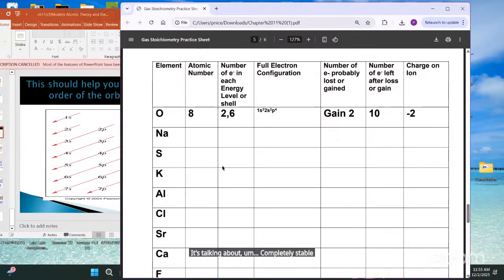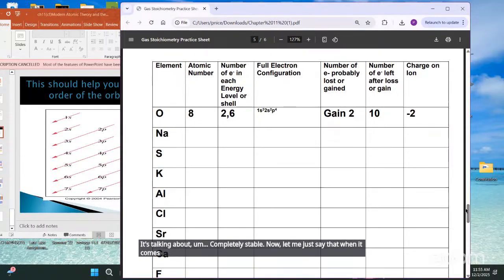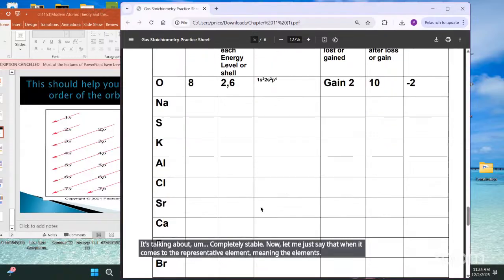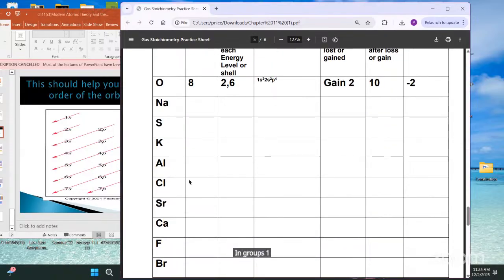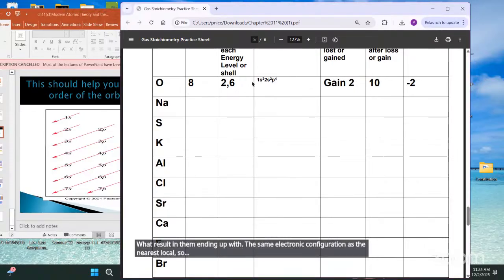Now, let me just say that when it comes to the representative elements, meaning the elements in groups 1A through 8A, what you'll find, with the exception of the noble gases, which is group 8A, is that these atoms will tend to lose or gain electrons to form ions, and the number of electrons lost or gained will result in them ending up with the same electronic configuration as the nearest group 8 element. So an example of this is shown here, right?